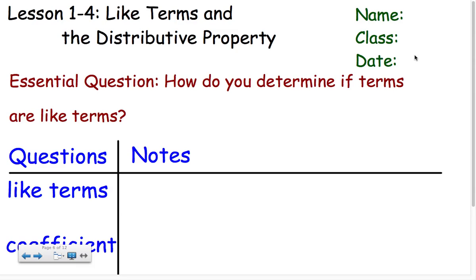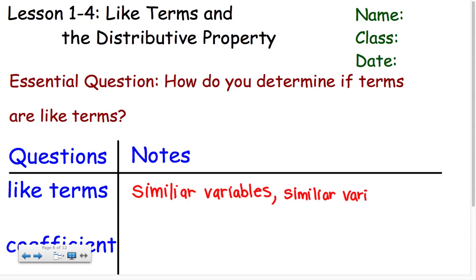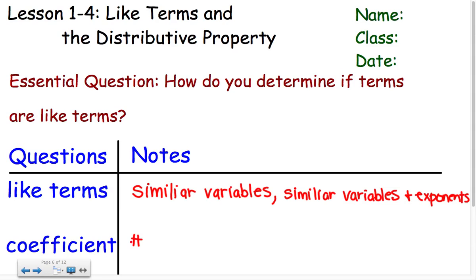The definition of like terms: terms with similar variables, or similar variables and exponents. The coefficient is the number in front of the variable.